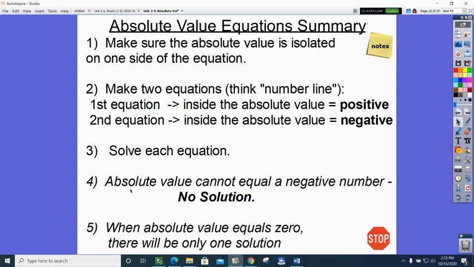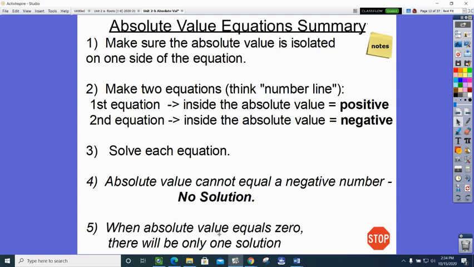Now, if you end up with the absolute value equaling a negative number, you're done, no solution. If you end up with the absolute value equaling 0, there will only be one solution. You take what's inside equal to 0 and solve it. So at some point in time, really soon, like in Unit 3, we will see a picture of an absolute value equation. We'll see the graph, and all of a sudden, these 3 possibilities of 2 solutions, 1 solution, and no solutions will show up, and it will be a lot clearer. But today, we just need to do the algebra.